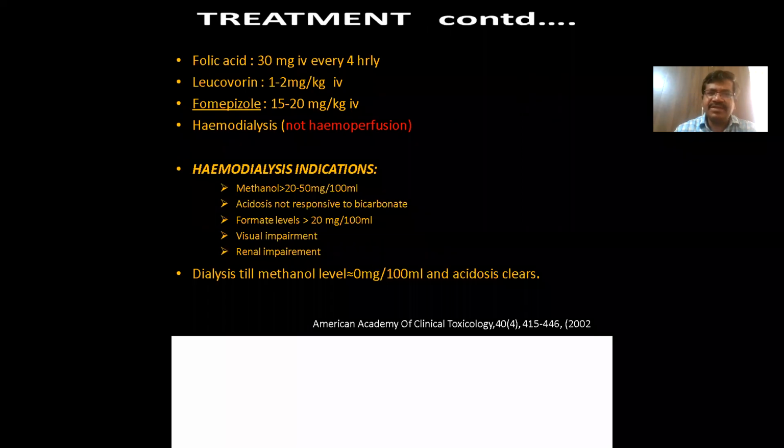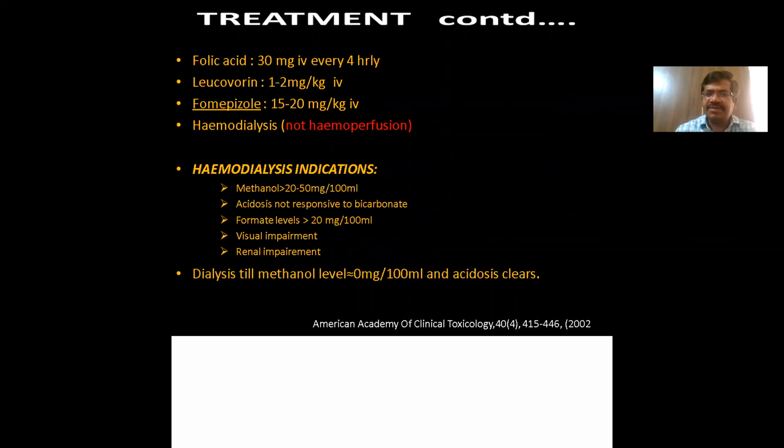Folic acid 30 mg IV every 4 hours. Leucovorin, which is folinic acid, 1 to 2 mg per kg IV. And fomepizole 15 to 20 mg per kg. And hemodialysis also can be done, not hemoperfusion. The dialysis is an important thing.